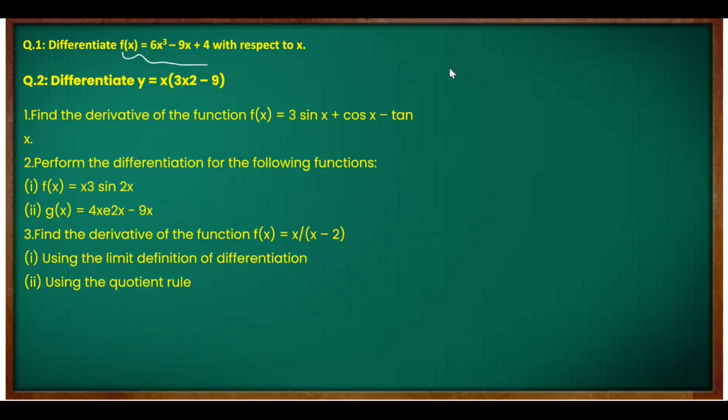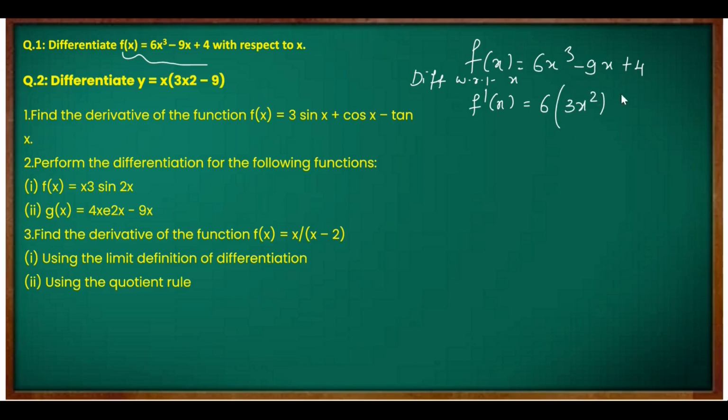So what is the function here? f of x equal to 6x cube minus 9x plus 4. Correct. So now can I write this as f dash of x? Differentiating with respect to x. So f dash of x is equal to 6 into, what is the differentiation of x cube? 3x square, the formula. Correct. For x to the power n, we have n x to the power n minus 1, like this. Then minus 9. What is the differentiation of x? 1. Then what is the differentiation of a constant? 0. So we have 18x square minus 9 here. 18x square minus 9 is the answer.